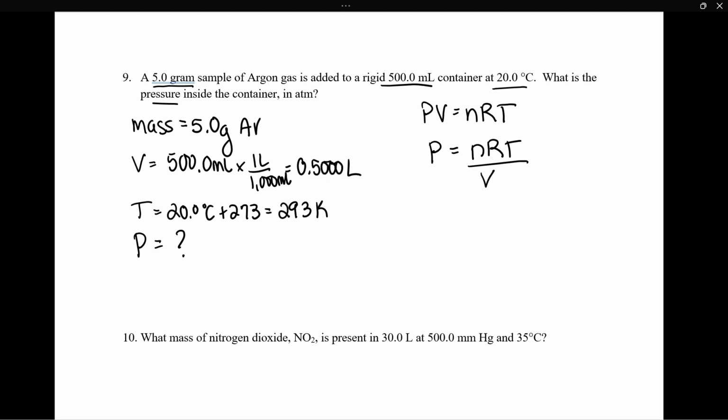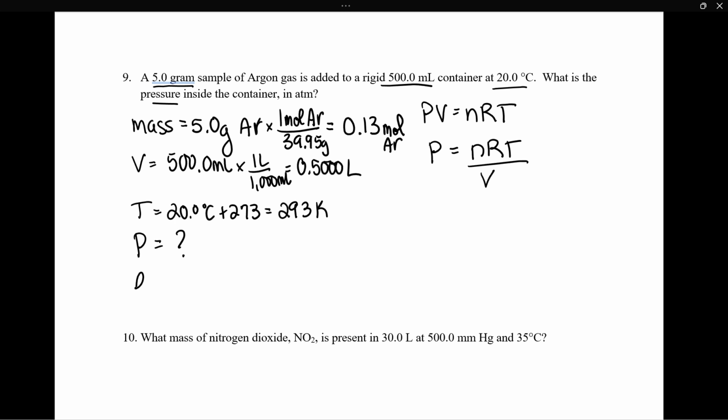So I know temperature and volume, but notice how I don't actually know n yet. I'm not given moles this time, I'm actually given mass. But I also know that I can convert from mass to moles. So I'm going to look up at the periodic table and ask, what's the molar mass of argon? Every 1 mole of argon weighs 39.95 grams. So if I know grams, I can actually find moles of argon. So that's going to be 0.125 moles. I'm going to round it to 2 sig figs. So that's 0.13 moles of argon.